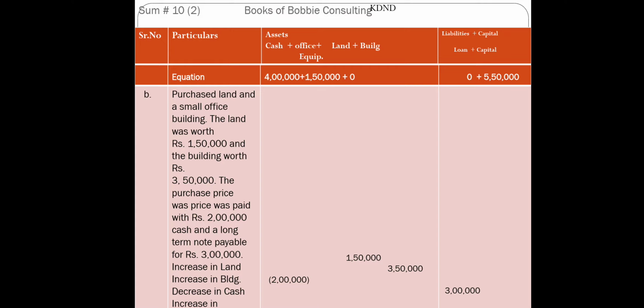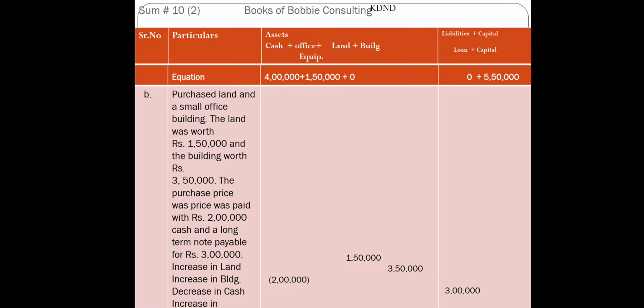Go very slowly. Purchase land and a small office building. The land was worth rupees 1,50,000 and building was worth rupees 3,50,000. The purchase price was paid with 2 lakhs cash and a long-term note payable of 3 lakhs. Right? So what is happening in the business? That we have purchased a land of 1,50,000 and building of 3,50,000. So overall there is an increase of land and building on the asset side.